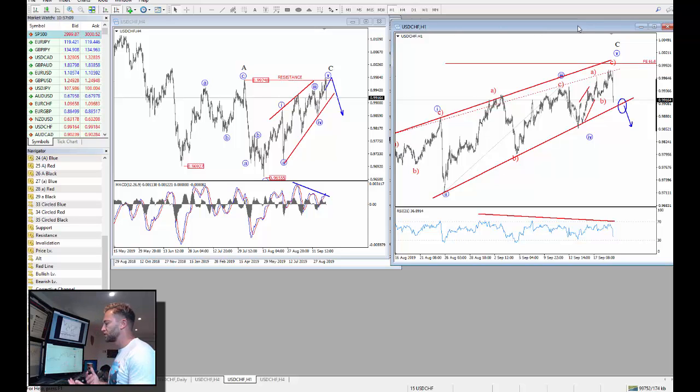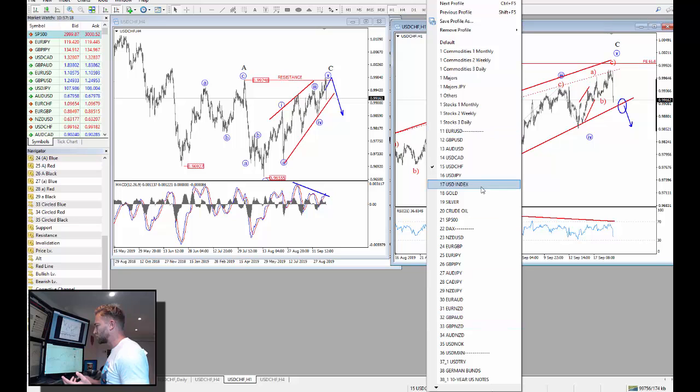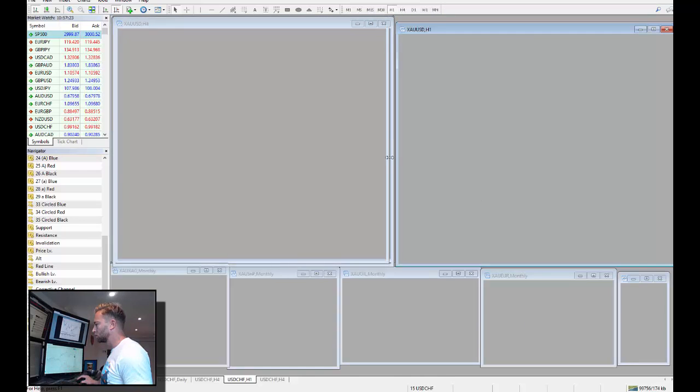On the other hand, of course, euro dollar can be moving out of its contracting range as well, expecting a break higher if maybe that was a triangle in wave B. However, what I want to talk about today is also gold.